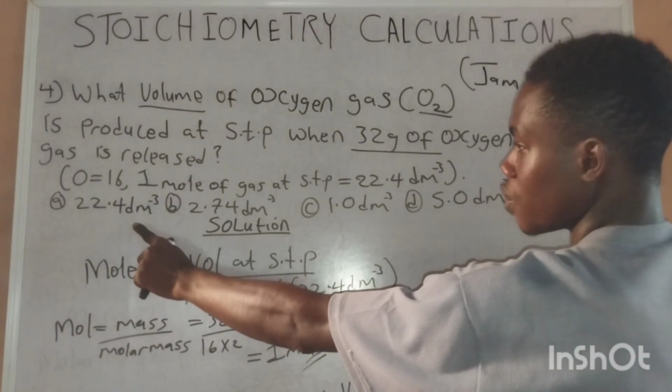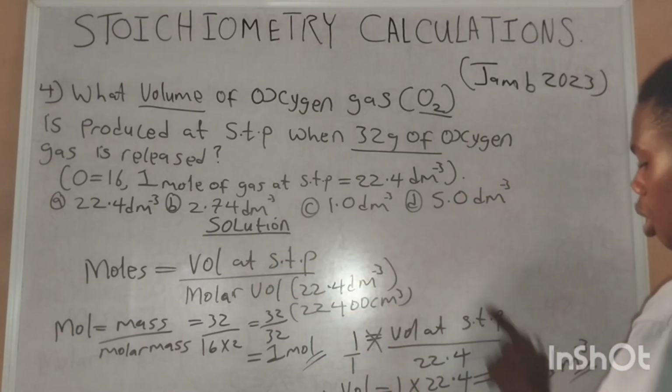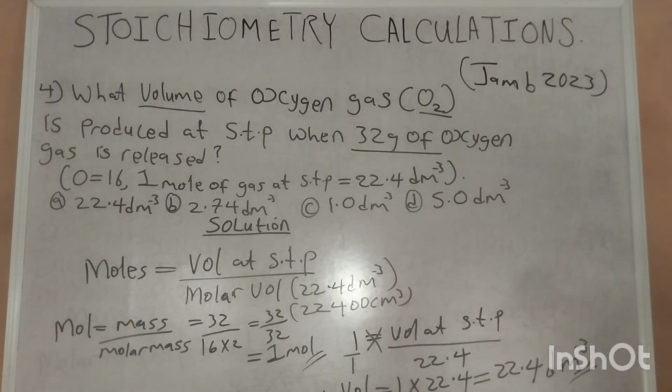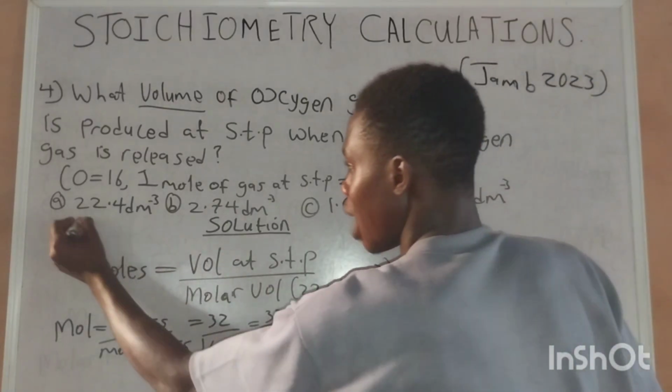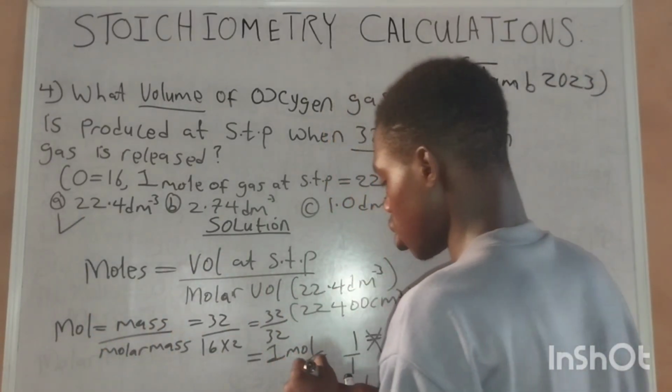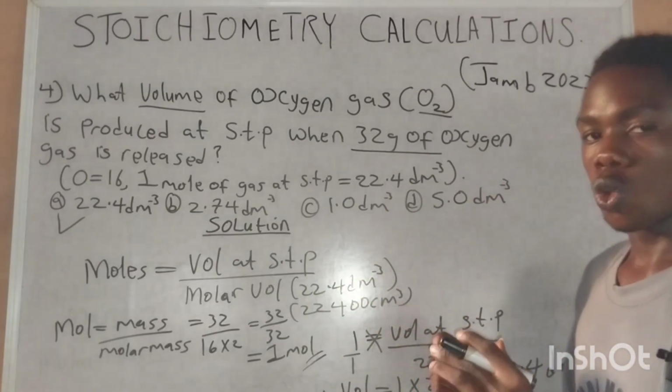Option A is 22.4 dm cube. There's no need to ever go to options B, C, and D again, because we got 22.4 dm cube, and option A is 22.4 dm cube, which happens to be our correct answer for this practice question.